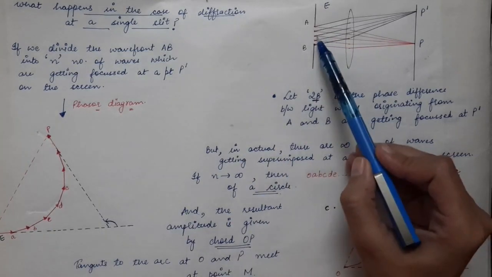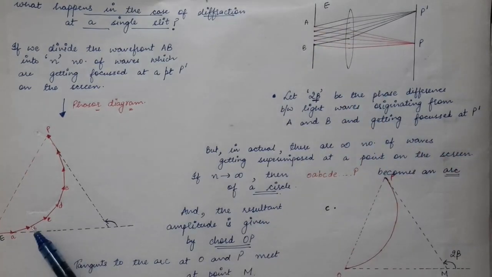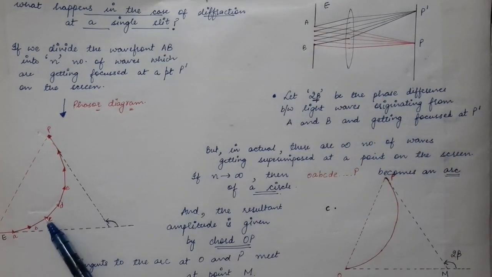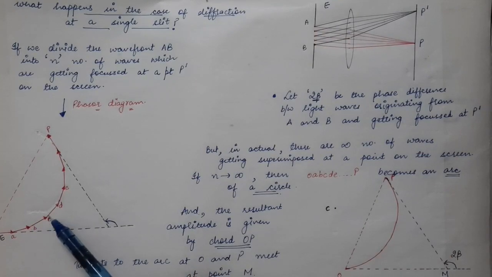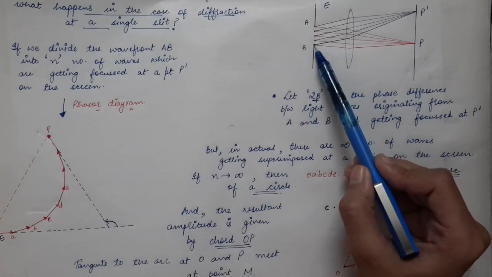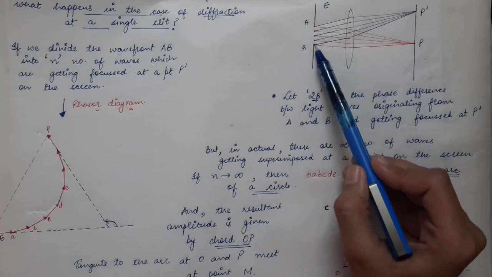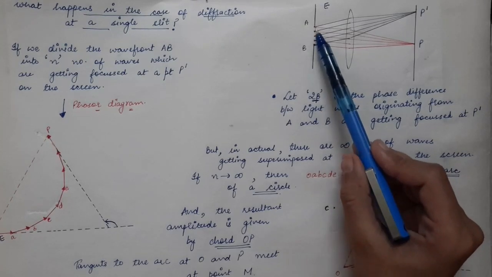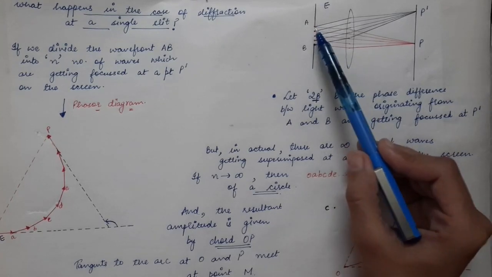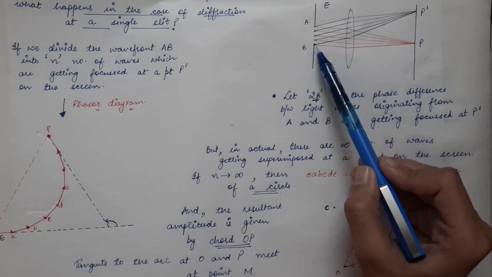Similarly, the third wave will have another phase with respect to the first. So the third vector will be drawn at a particular angle with the horizontal, and the angle will constantly increase as you move from A to B point, because the path difference is increasing as you move from A to B point. Hence the phase difference of the waves will increase as you go from A to B point.